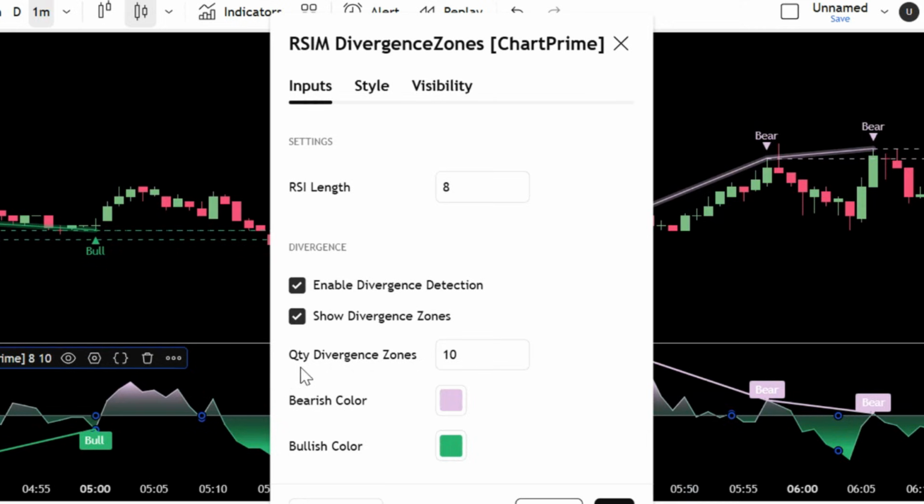To protect your chart from looking cluttered, there is a setting called Quantity of Divergence Zones. This lets you control how many zones appear at a time, like just the most recent 5 or 10. That way, your chart stays tidy and you can focus only on the levels that matter right now. I set mine to 10.